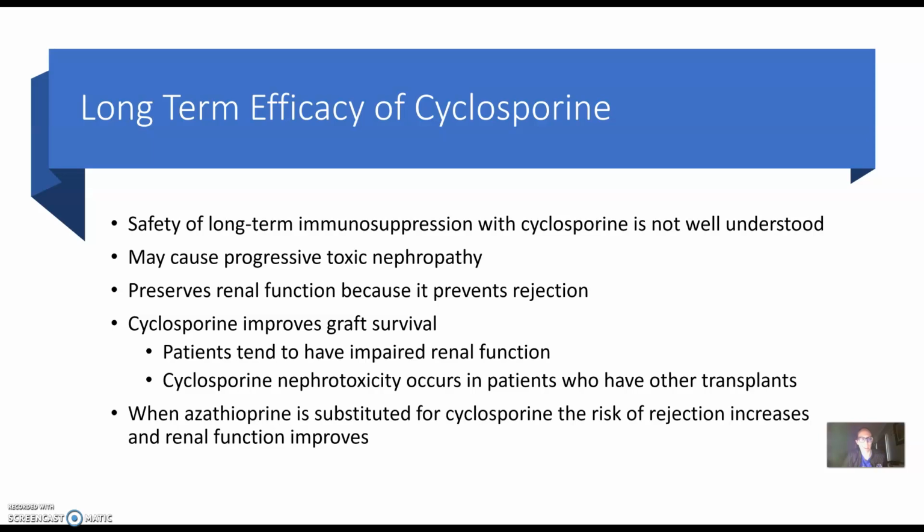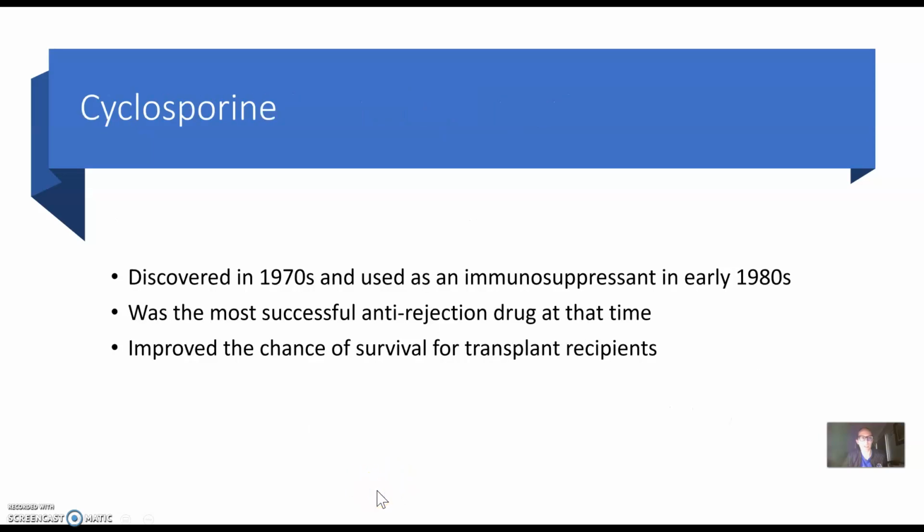When azathioprine is substituted for cyclosporine, the risk of rejection increases and renal function improves. Cyclosporine was discovered in the 1970s, and it wasn't used as an immunosuppressant drug until the early 1980s. It was the most successful anti-rejection drug at that time. It has improved the chance of survival for most transplant recipients.